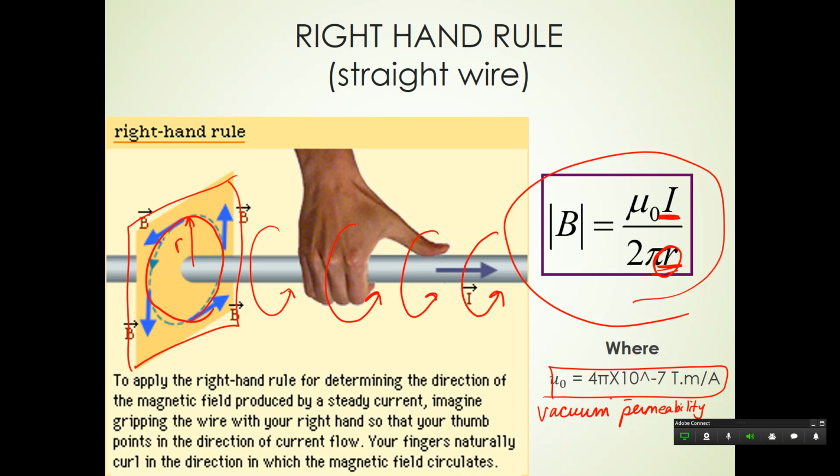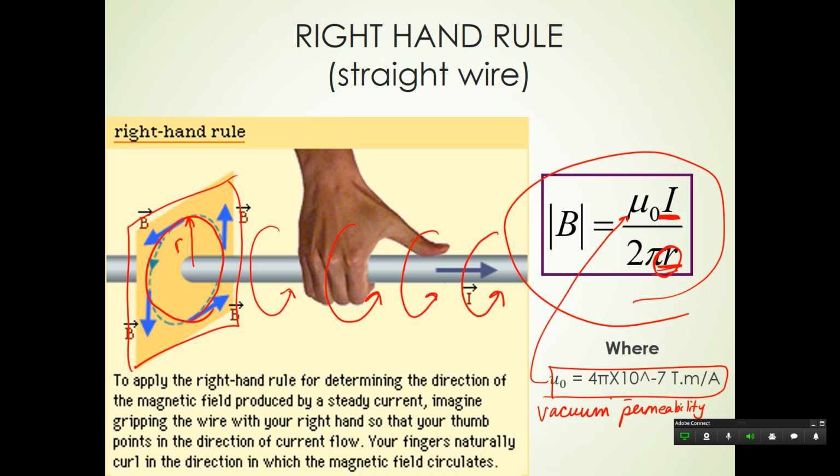It's confusing because we also have permittivity and permeability. I don't know how they name these things. That's the constant mu naught, and then 2 pi. Those are also constants. So really, the magnetic field depends only on two things. It depends on the current, so how strong the current is, and how far away from the current you're sampling the magnetic field.